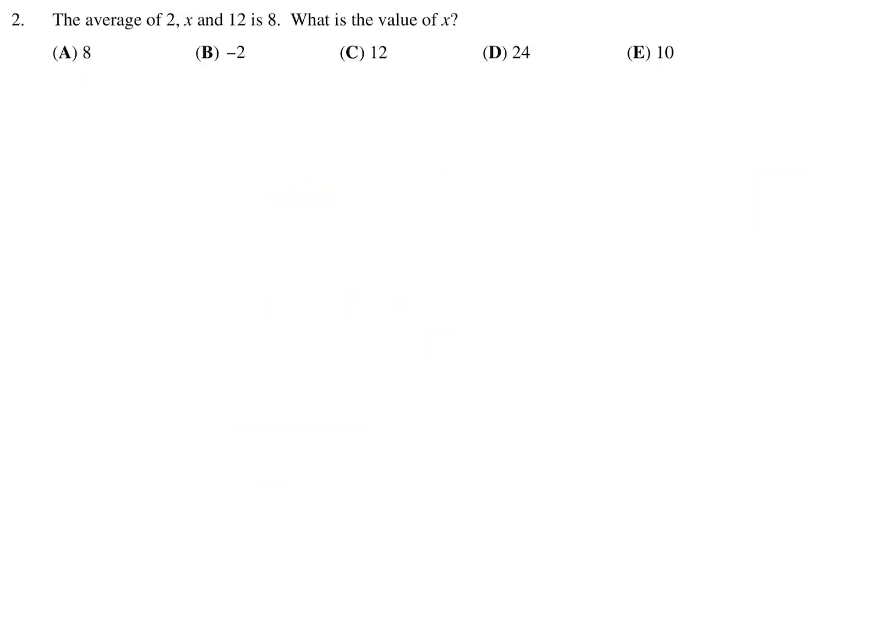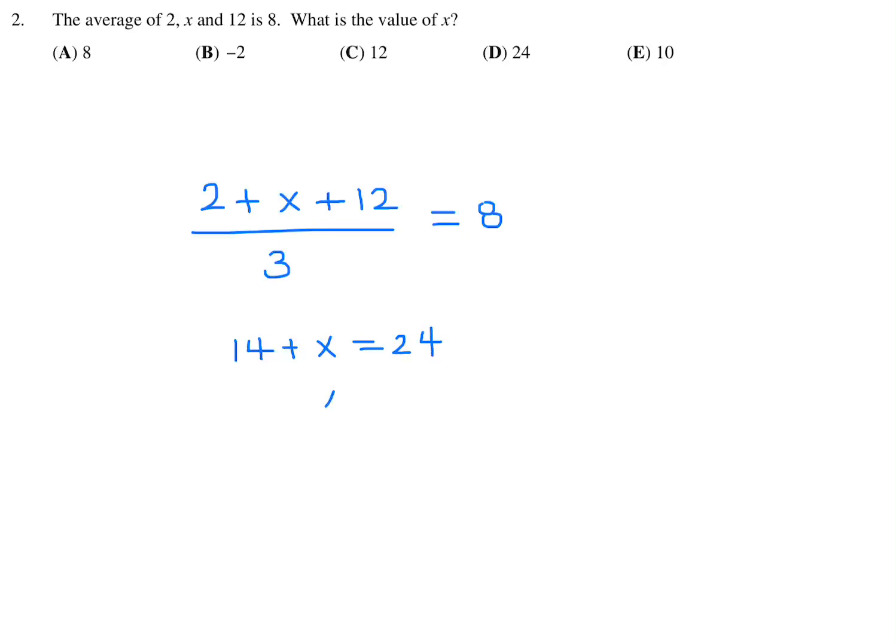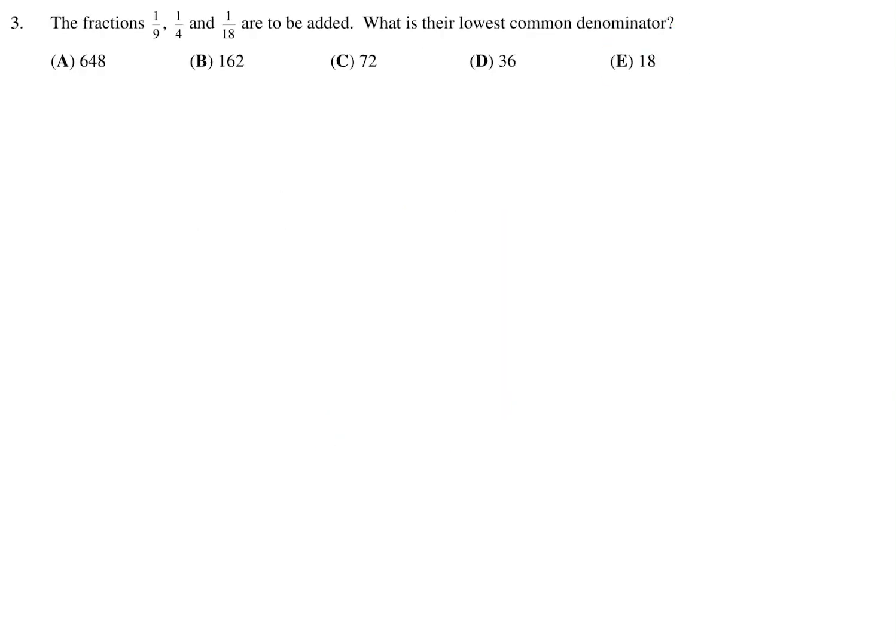The average of 2, x, and 12 is 8. What is the value of x? 2 plus x plus 12. The average, so divided by 3 because there's 3 numbers, is 8. And then the top now becomes 14 plus x. Cross multiply, 3 times 8 is 24. And therefore x is equal to 24 minus 14, which is 10. So number 2, the answer is E.